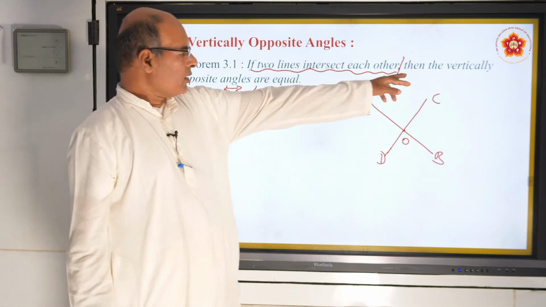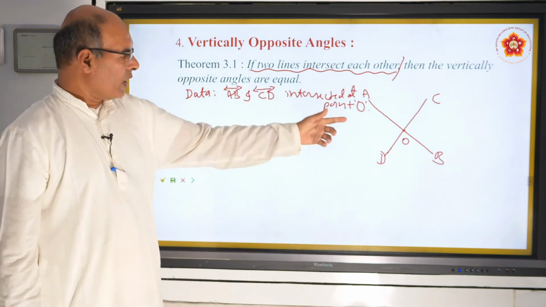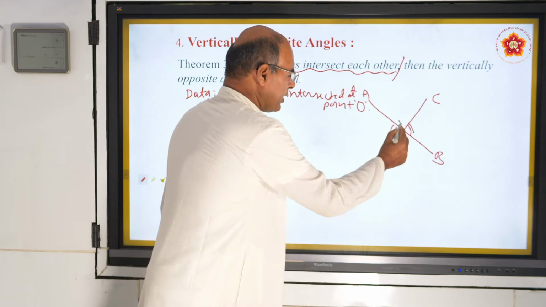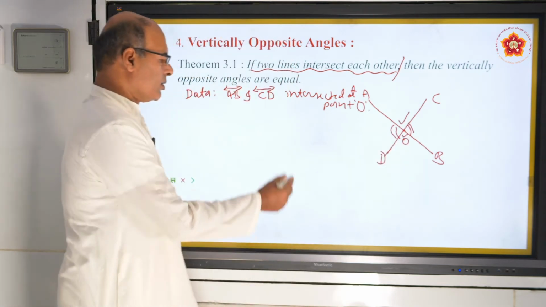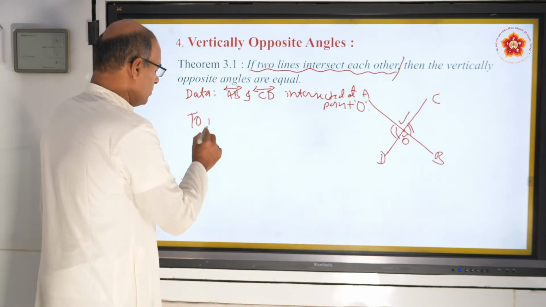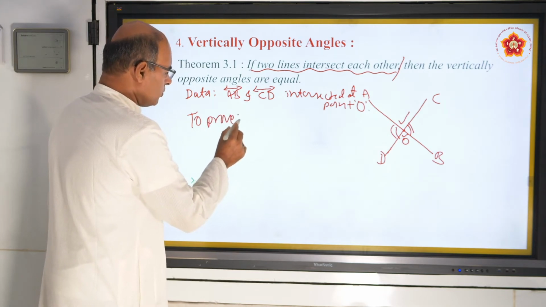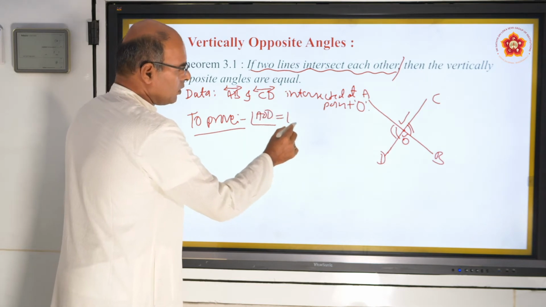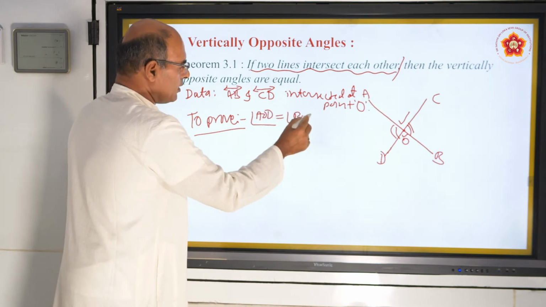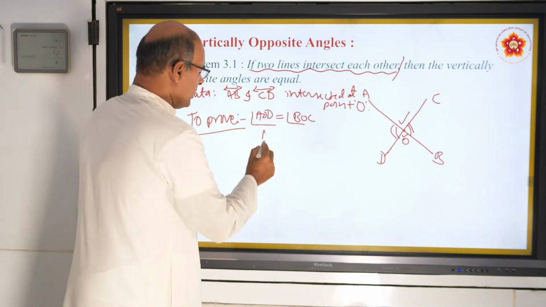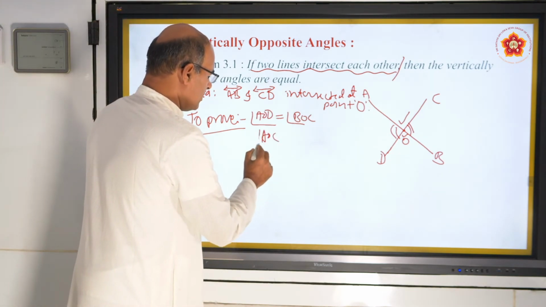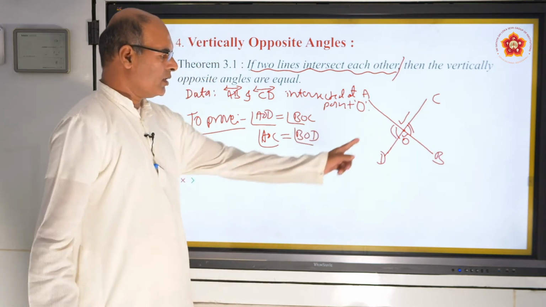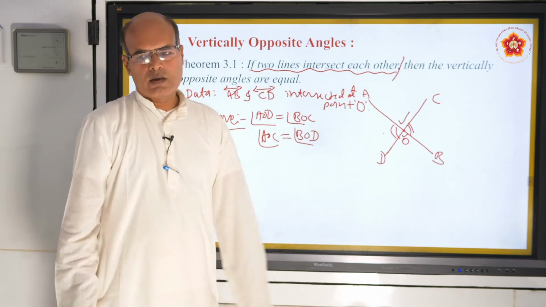Now go to the conclusion part. Then the vertically opposite angles are equal. We have to prove that this angle is equal to this angle and this angle is equal to this angle. That means, to prove: angle AOD is equal to angle BOC, and angle AOC is equal to angle BOD. We have to prove that the vertically opposite angles are equal.